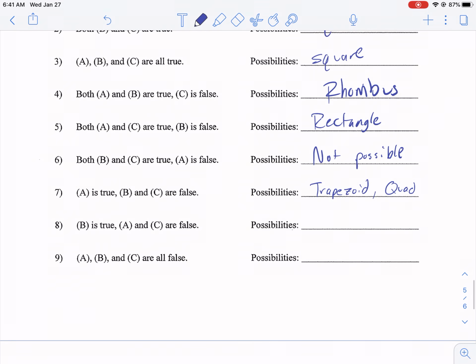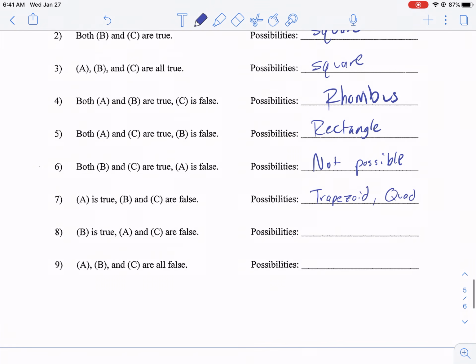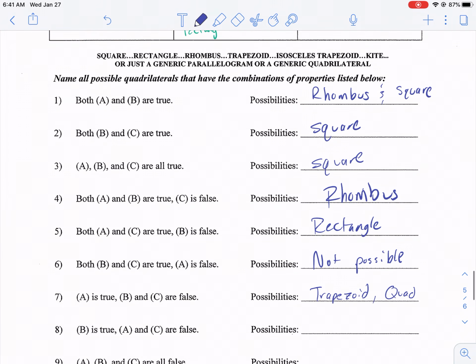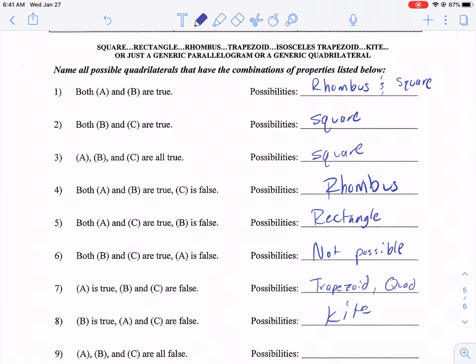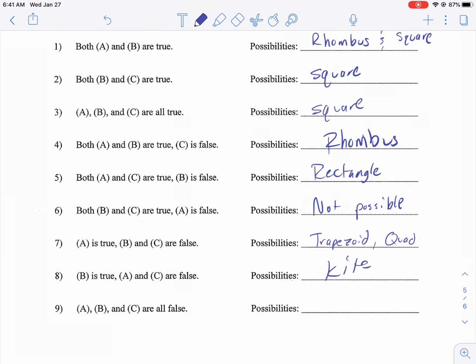Okay, B is true, A and C are false. So that looks like kite. And then A, B, C are all false. Didn't I already have that one? Am I reading this right? Both B and C are true, A is false. Not possible. A, B, and C are all false. So I think this one could be a trapezoid or a quad.